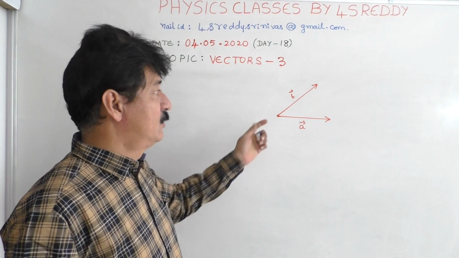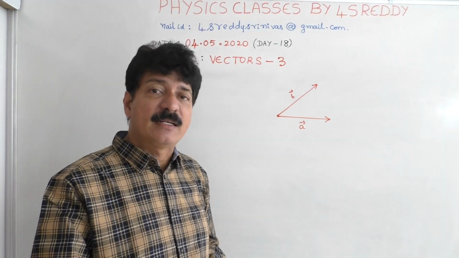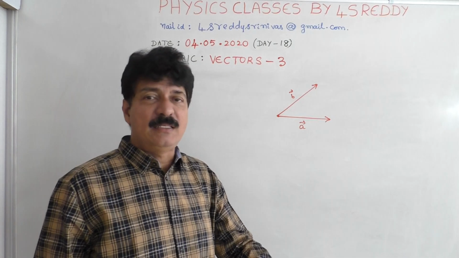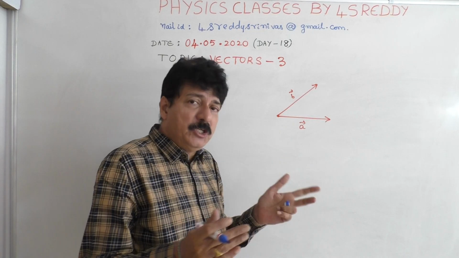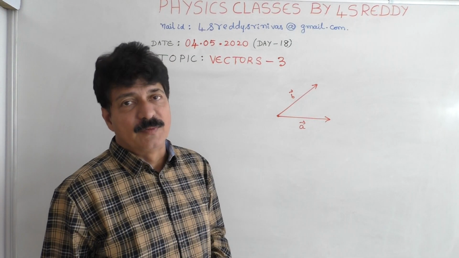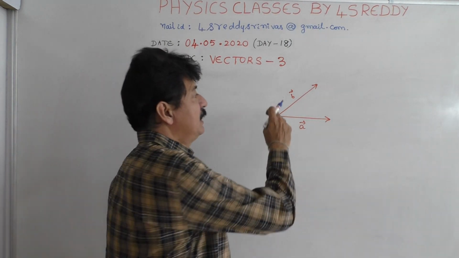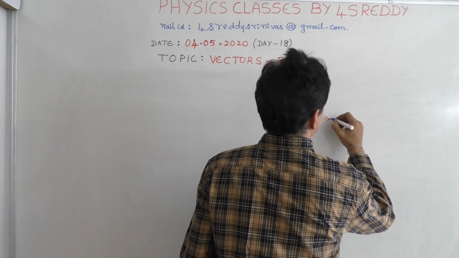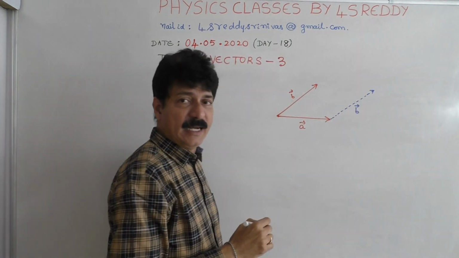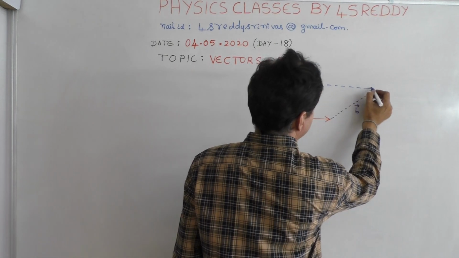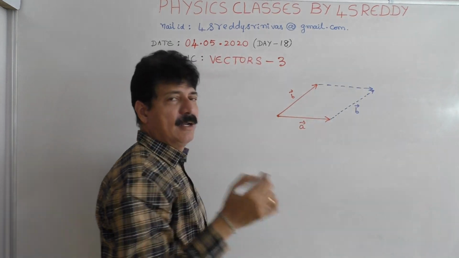Whenever you are given two co-initial vectors, you cannot move this vector. If it is an isolated vector, then only it can be moved to any position in space without changing its magnitude and direction. But the initial points of these two are fixed, so they cannot be moved, and the tails are coincident, so you cannot add. Then there is only one option: take equal vectors on either side of this, like this. Suppose B bar, the same vector, is taken on this side and another one is taken on this side. Thereby it forms a parallelogram.